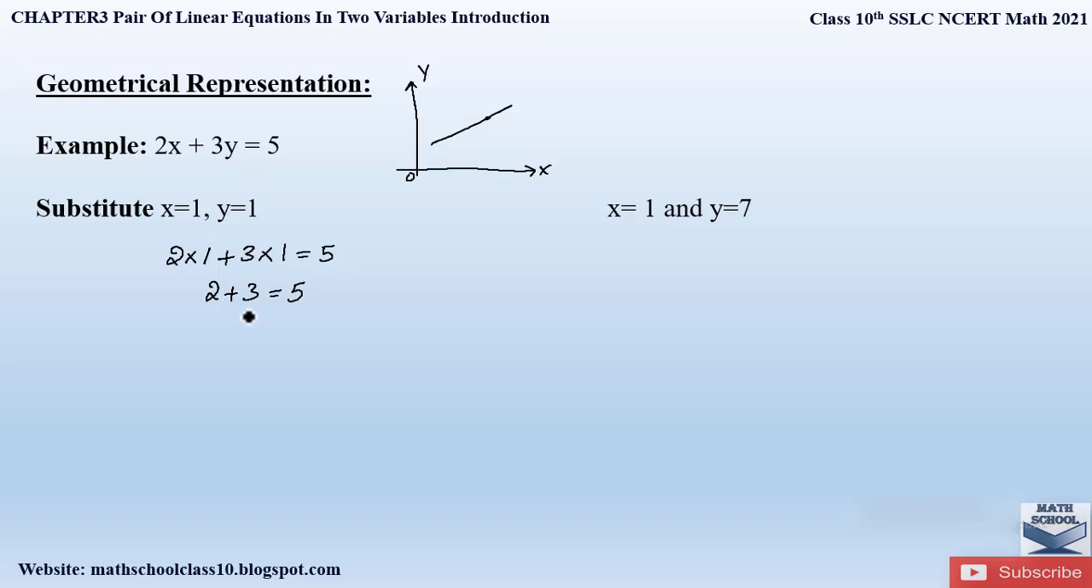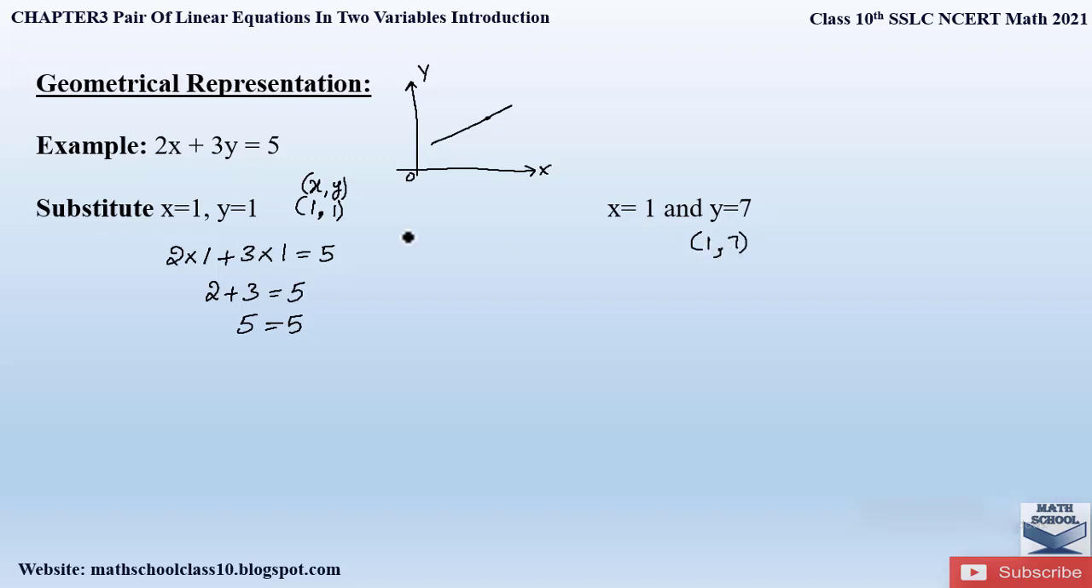So 3 plus 2 is how much? 5. Here you can see that the left hand side is equal to the right hand side. Therefore the point (1, 1) lies on the line representing the equation 2x plus 3y equal to 5. Here our first coordinate is x and our second coordinate is y, where the x value is 1 and the y value is 1. Now let us consider another point where the x value is 1 and the y value is 7.